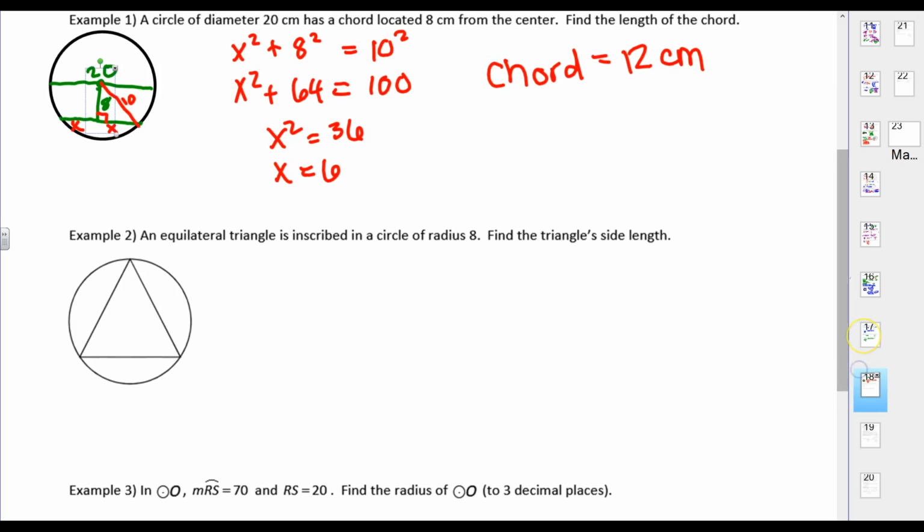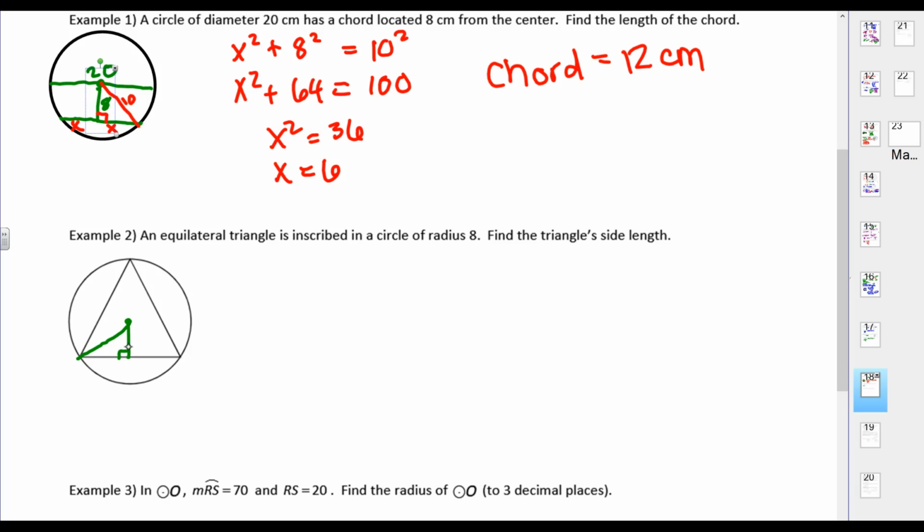All right, let's take a look at this guy. An equilateral triangle is inscribed in a circle of radius 8. Find the triangle's side length. Well, what I want to do is draw in a radius, and I'm going to draw it so that it's hitting one of the vertices of my triangle. And I'm also going to draw in one of these perpendicular bisectors.